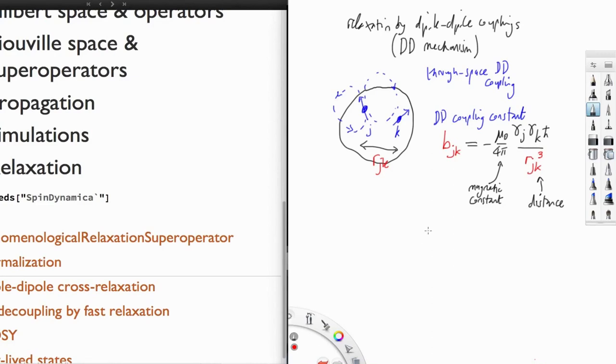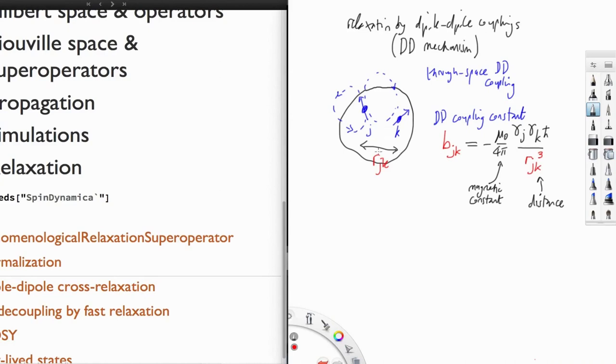So a lot of solid-state NMR methods are based on this principle, and also important structure determination methods in solutions, such as the NOESY and ROESY experiments, come down to ways of determining or estimating this dipole-dipole coupling constant, and hence distances. And in solution NMR, the route to doing that, or the main route, is to determine this through a relaxation effect.